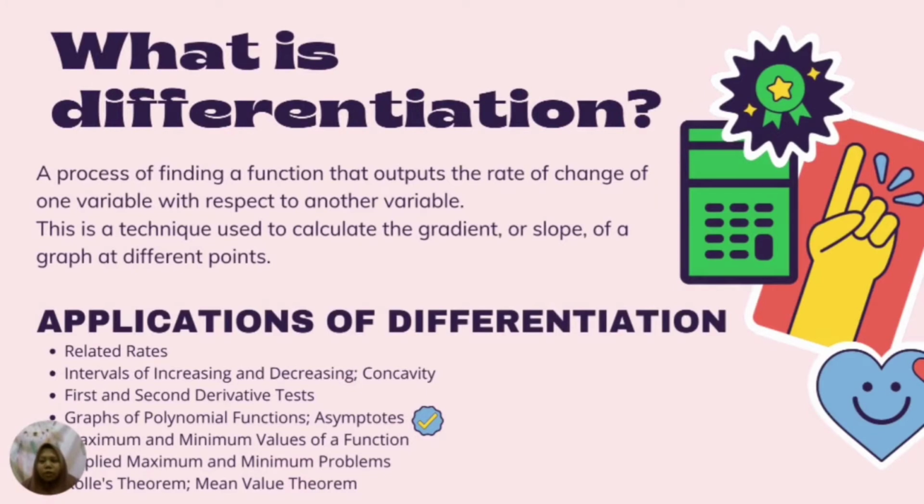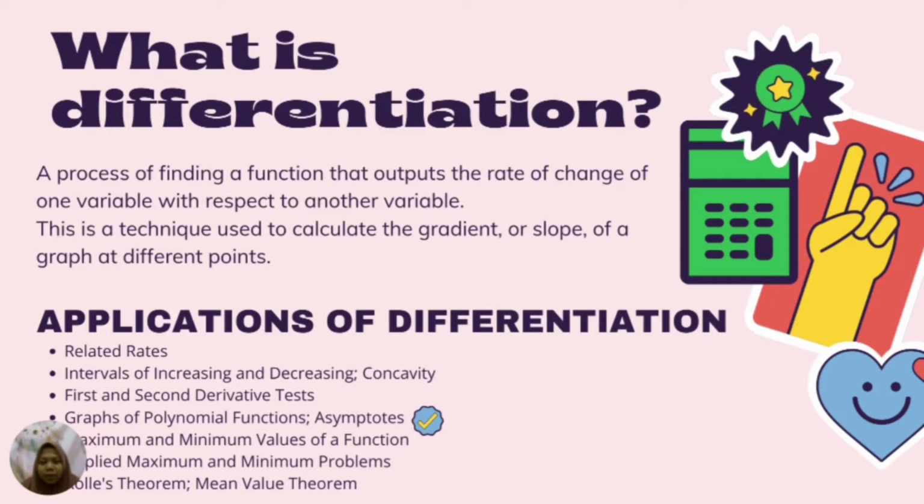So first we need to know what is the definition of differentiation. Differentiation is a process of finding a function that outputs the rate of change of one variable with respect to another variable. This is a technique used to calculate the gradient or slope of a graph at different points.